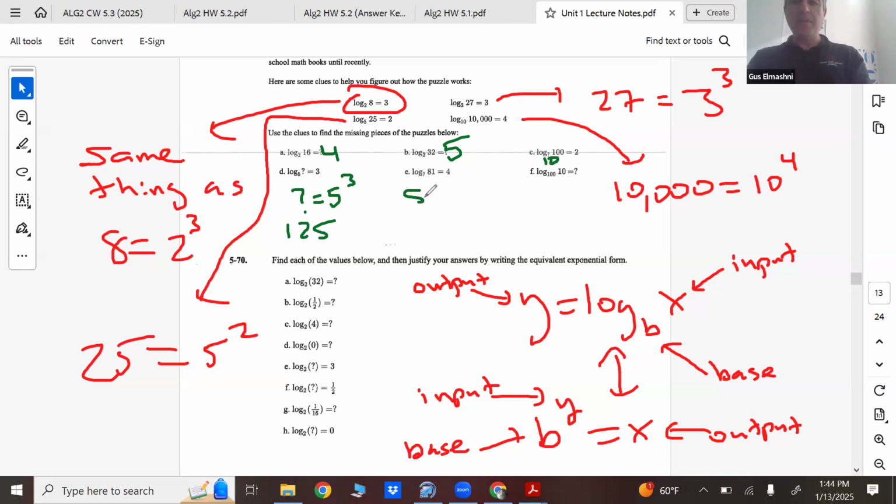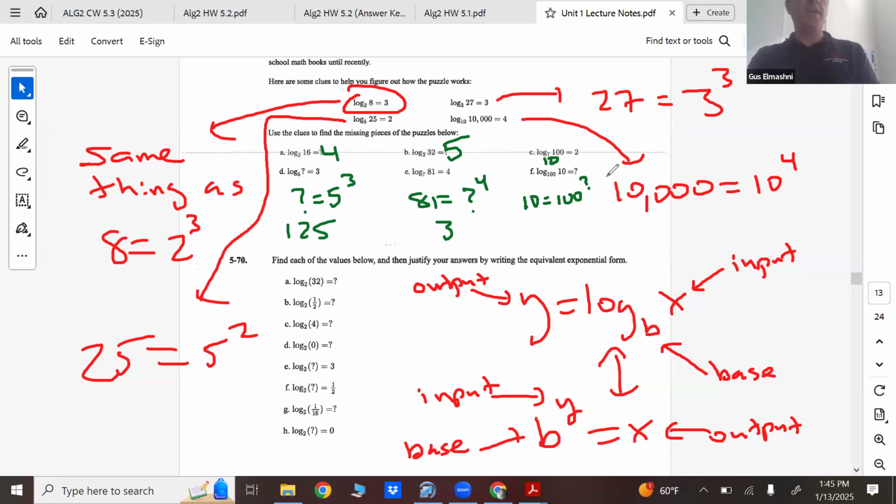Okay, 81 equals something raised to the 4th power. What would you raise to the 4th power to get to 81? Yep, 3, got it. And lastly, for F, 10. So again, you take the subscript and you raise it to the other side. And you keep the number next to log where it is, or whatever x is.